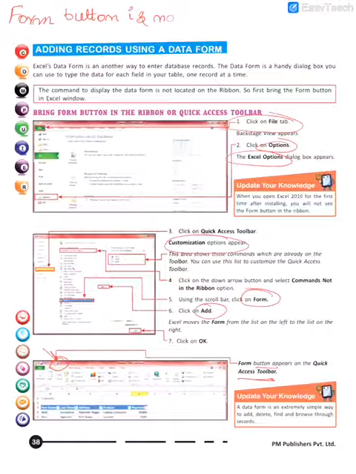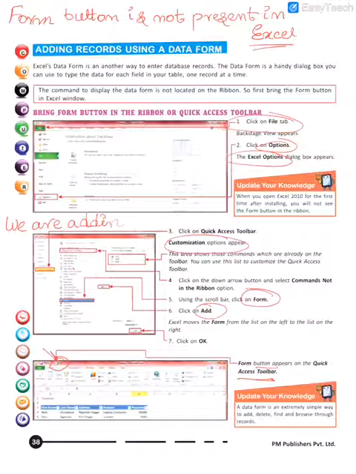So basically the form button, I am writing here, form button is not present in Excel by default. Then what do we have to do? We are adding it using which option? Customization. Using the customization option, we are adding this.